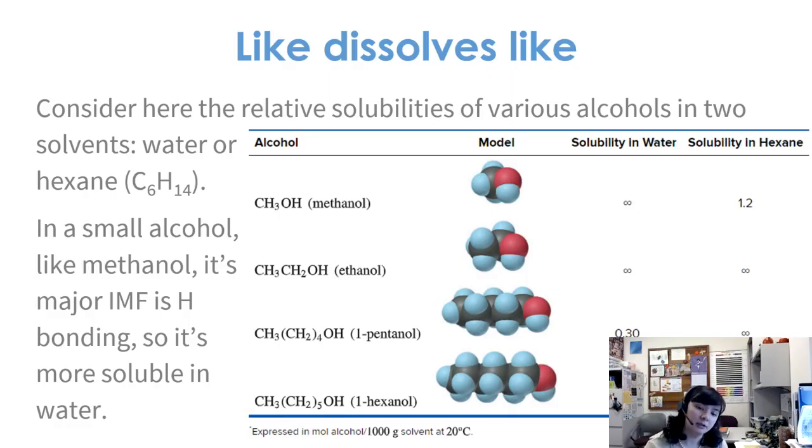For those longer alcohols, though, like pentanol and hexanol down at the very bottom, those really are dominated by dispersion forces. So in water, they wouldn't dissolve very much. But in hexane, which is also very heavily just dispersion forces, they would dissolve a lot. So this is again an example of like dissolves like and how we can quickly predict the relative solubility of different chemicals in different solvents. That's a brief overview of what dictates solubility in different mixtures.